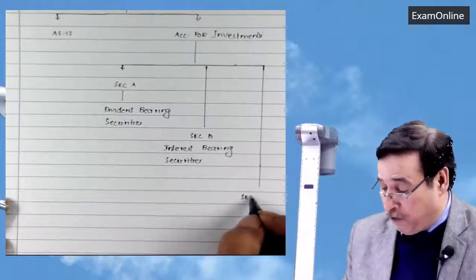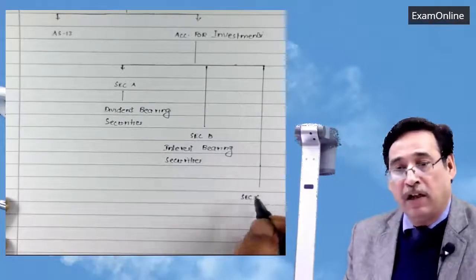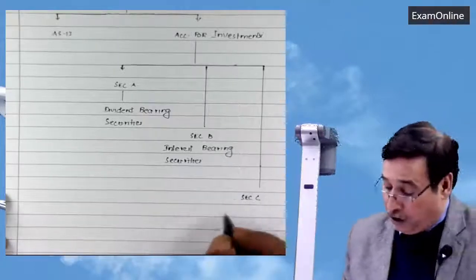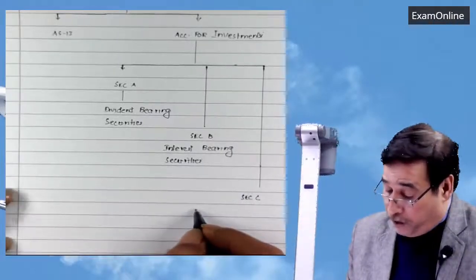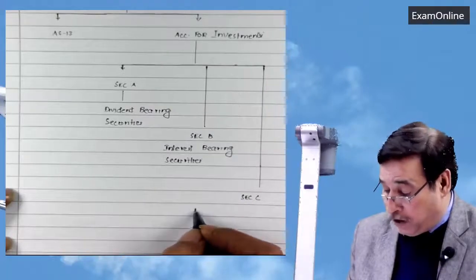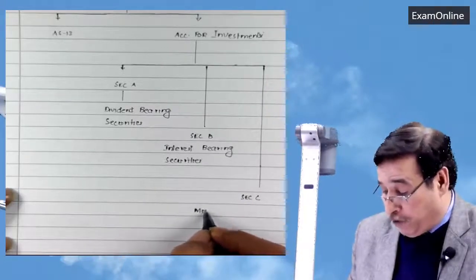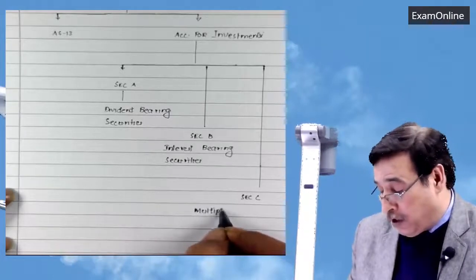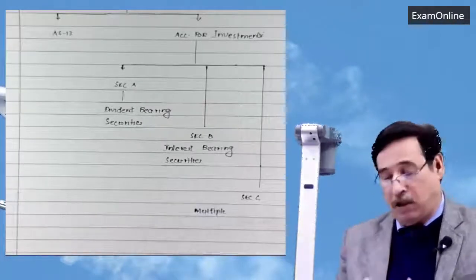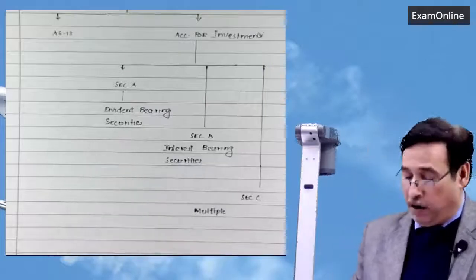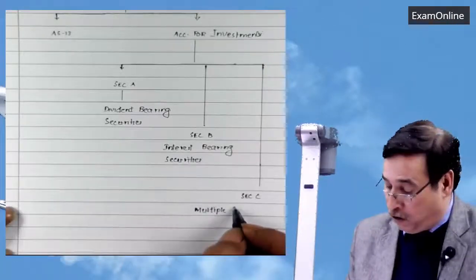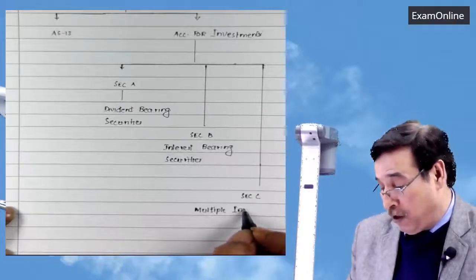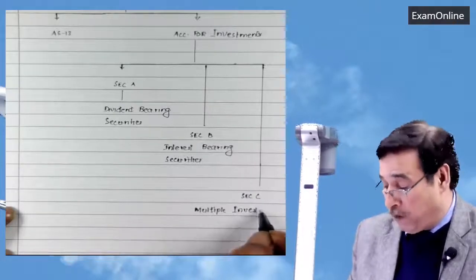Section C, we will see later on, deals with multiple investments. What do we mean by multiple investments? Later on we will see that it means the investor has invested in both dividend-bearing securities and interest-bearing securities also. So under this section, we have covered such questions.